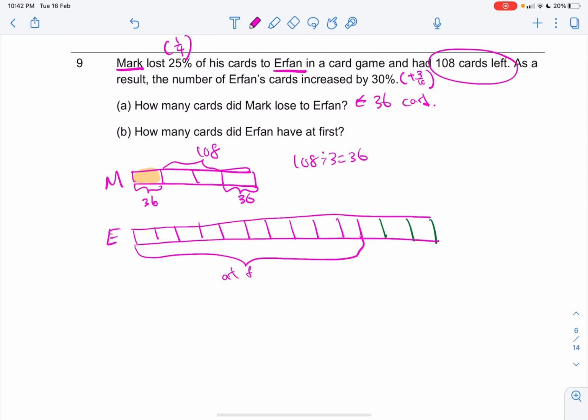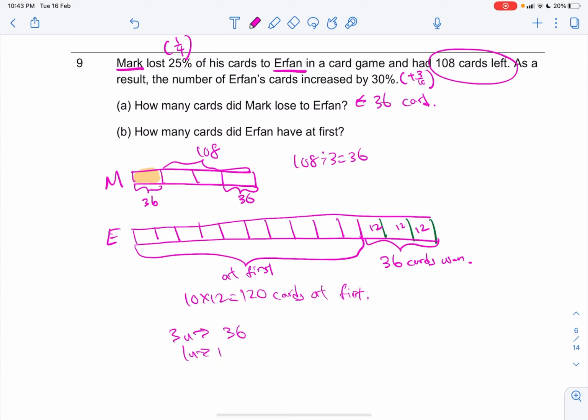At first. And this is the 36 cards that he won. So 12, 12, 12. At first, 10 times 12, 120 cards at first. Alternatively, we can also think of it as 3 units is 36, 1 unit is 12, so 10 units is 12 times 10, 120 cards at first.